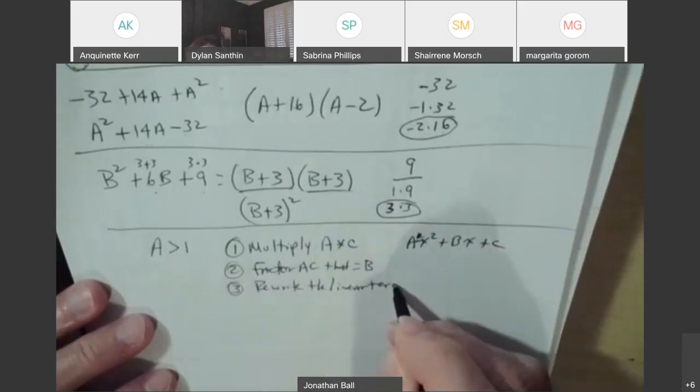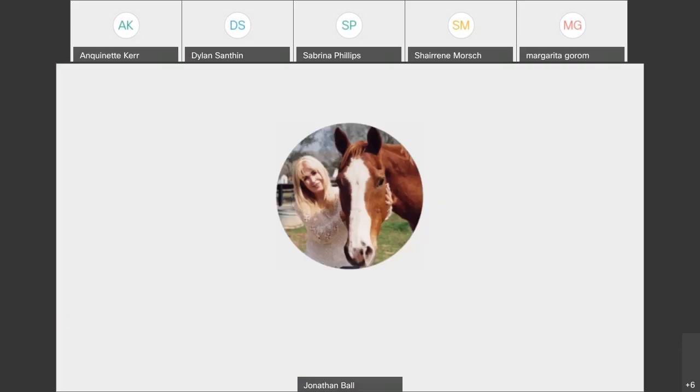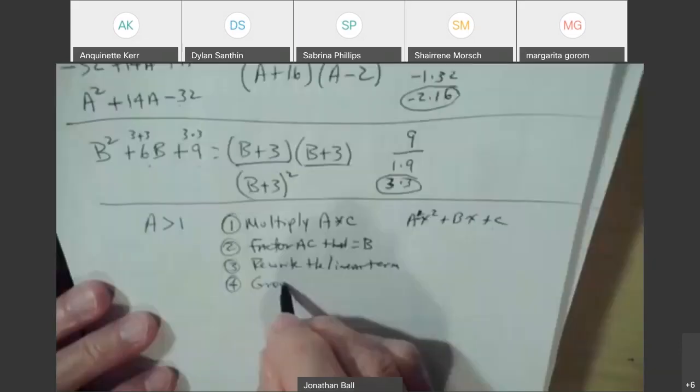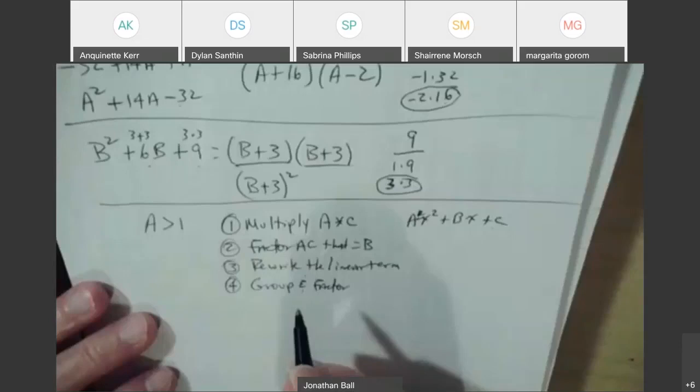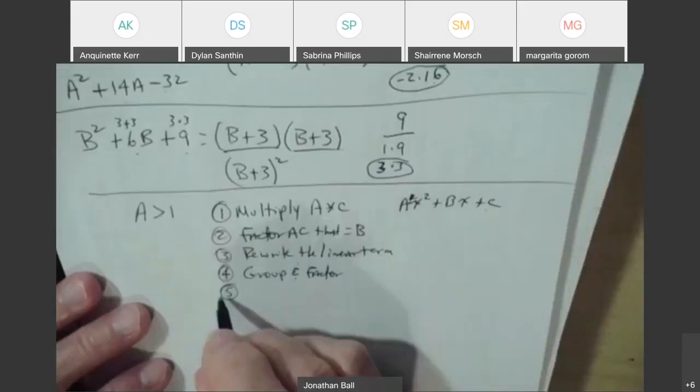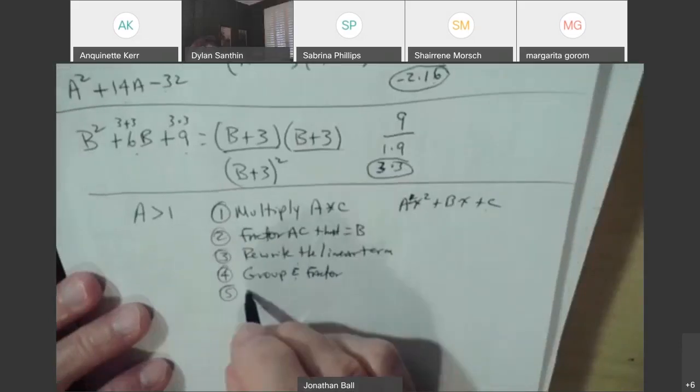Remember, the linear term is the one in the middle. And number 4 is you do grouping. Group and factor. It's been a couple of weeks since we've done any of this grouping stuff, but it'll come back to you. It's really pretty easy. And then rewrite the factors.